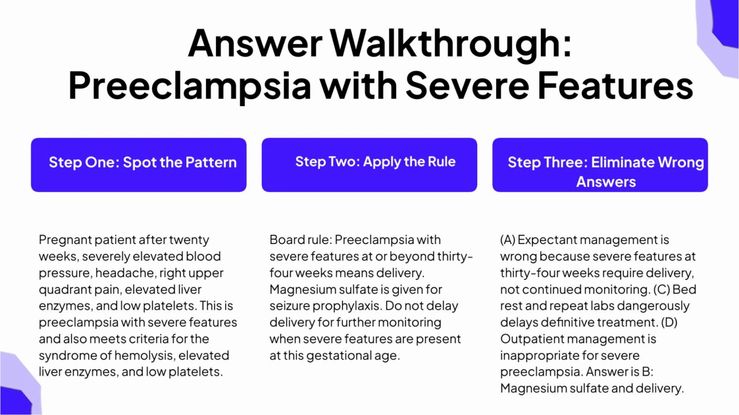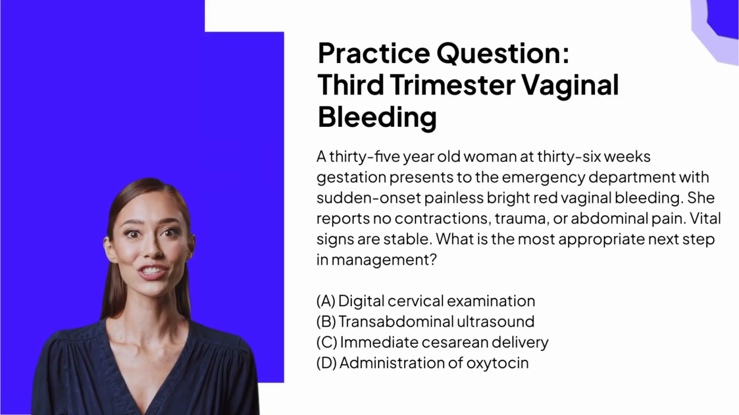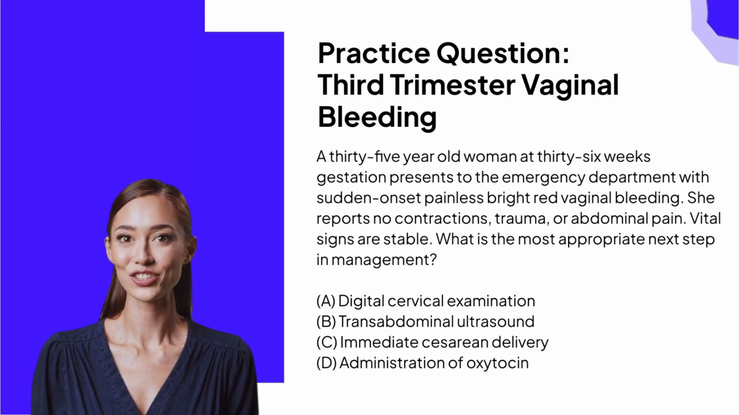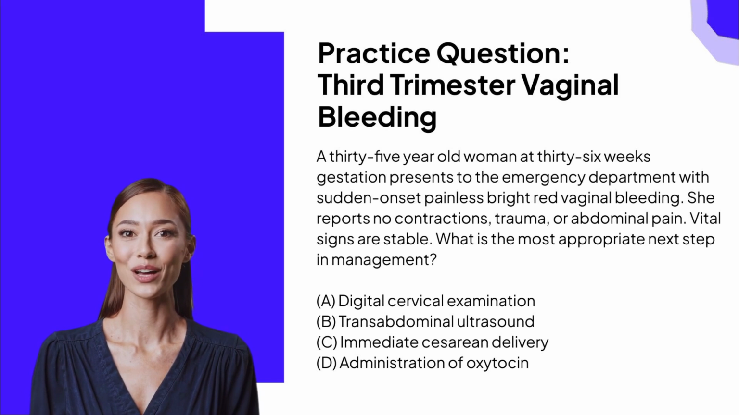Magnesium sulfate and delivery. Here is our second practice question. A 35-year-old woman at 36 weeks gestation presents to the emergency department with sudden onset, painless, bright red vaginal bleeding. She reports no contractions, trauma, or abdominal pain. Vital signs are stable. What is the most appropriate next step in management?